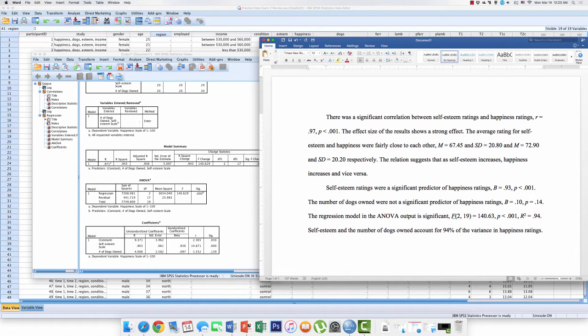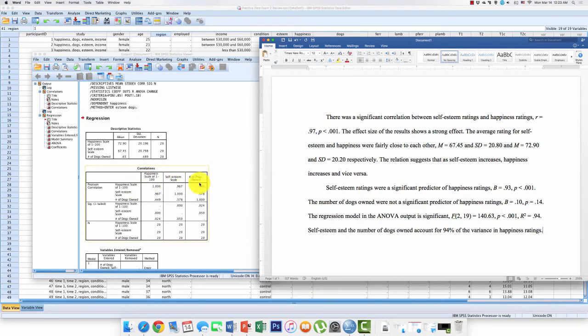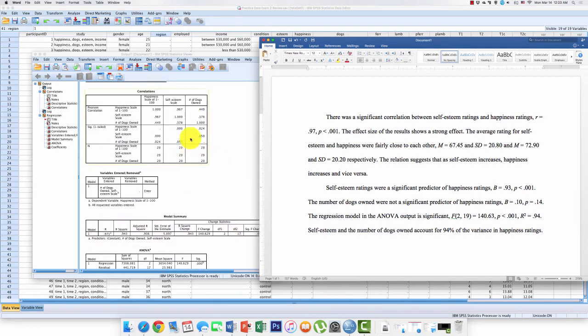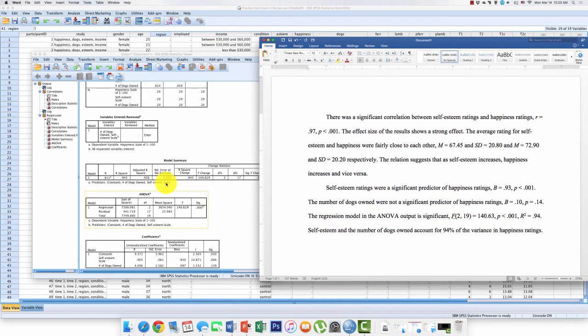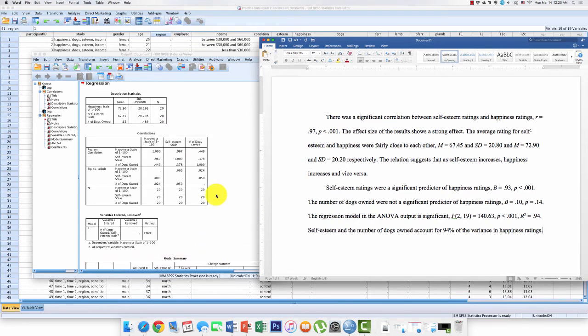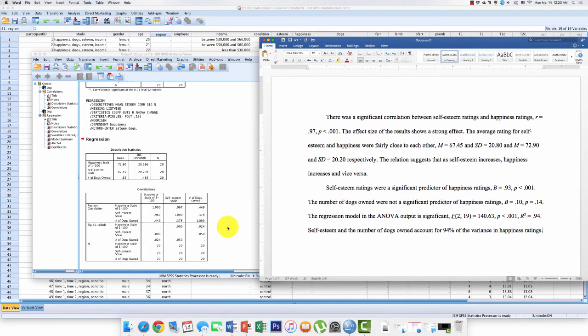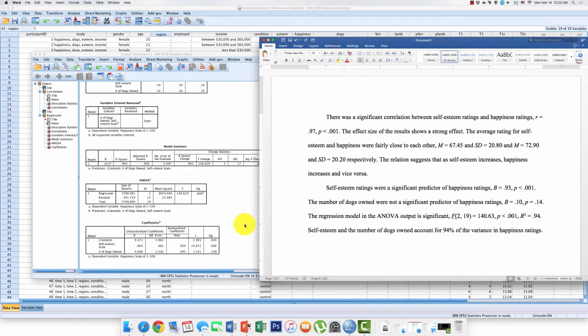So you're going to have that information. Always include, if you're just doing a regression output, the correlations. Talk about the coefficients, the ANOVA, the model summary, and also write the plain English version of what these betas mean.